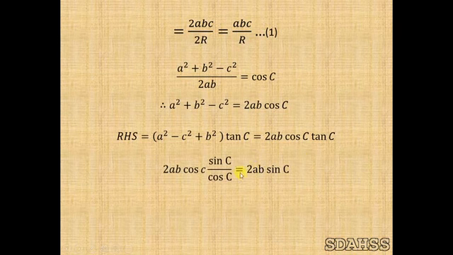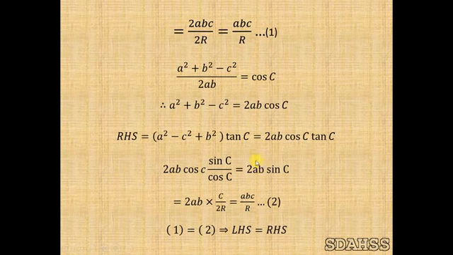Which is equal to 2ab cos C. In the place of tan C we can write sin C by cos C. Here cos C cancels, so remaining you have 2ab sin C. In the place of sin C you have to apply the sine formula, that is c by 2R. 2 cancels, so remaining you have abc by R. Mark it as second equation. Now compare the first equation and the second equation. Both the answers are equal, so LHS equal to RHS, hence we proved.